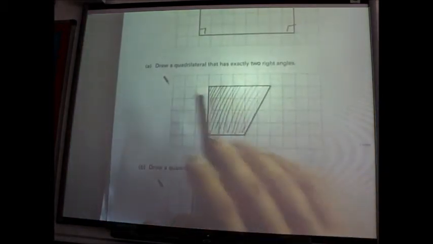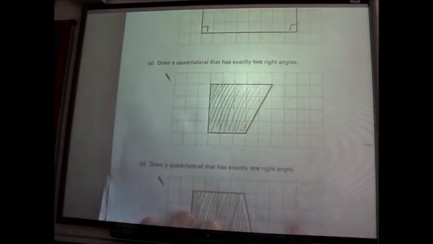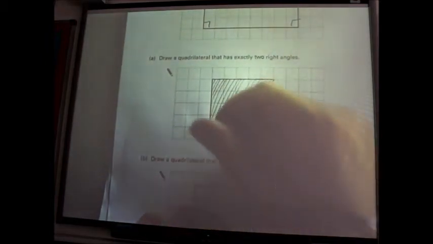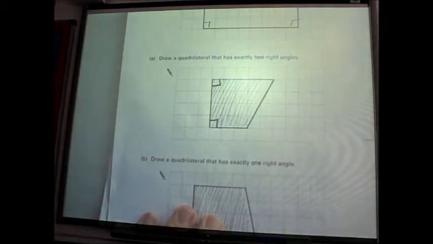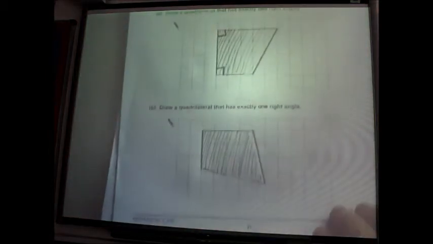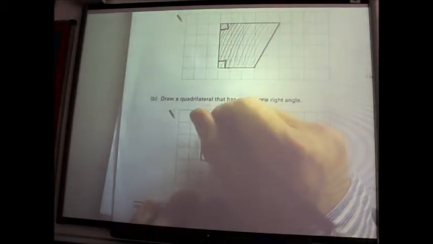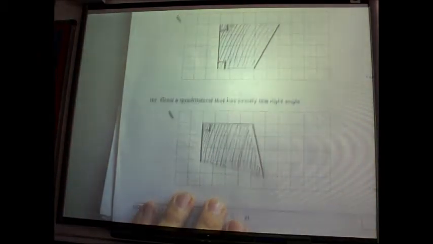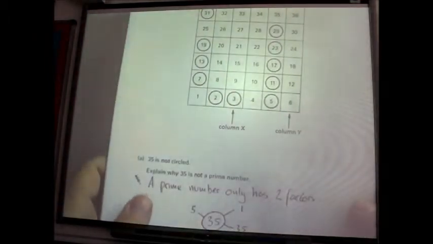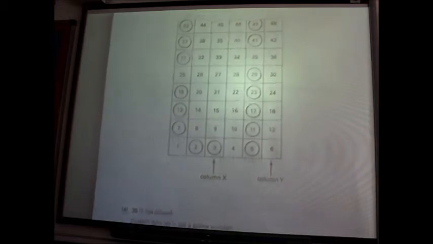Draw a quadrilateral, so a four-sided shape, that has exactly 2 right angles. I've done one there, and the right angles are here and here. Next one. Draw a quadrilateral that's only got 1 right angle, so again 4 sides, and this 1 right angle I've done is up there. Question 18. The diagram shows part of a number grid, and it's got 6 columns.